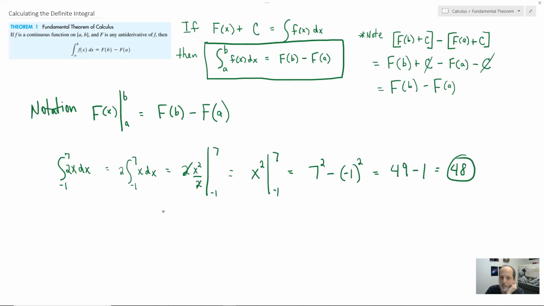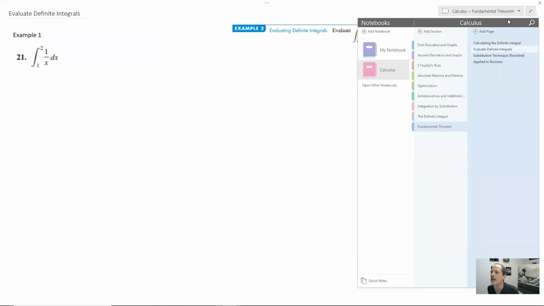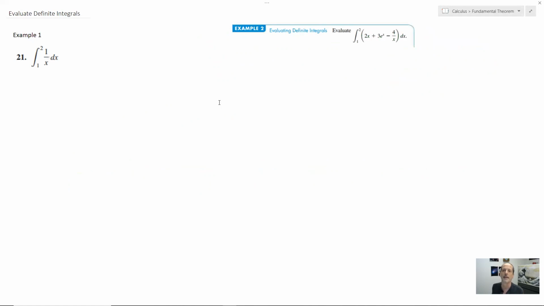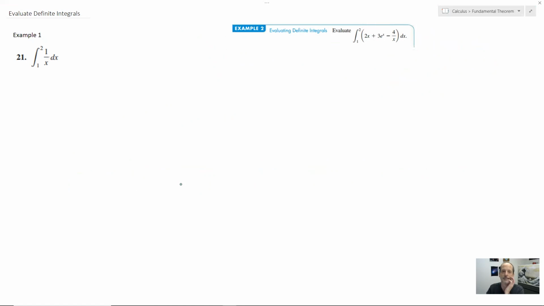Okay. So that's our first example of that. Let's take a look at a couple of different examples. This one's going to get kind of lengthy, so hopefully I'll have enough room. If not, we'll see. Okay, so this is asking us to evaluate the integral from a lower bound of 1 to an upper bound of 2 of 1 over x dx.